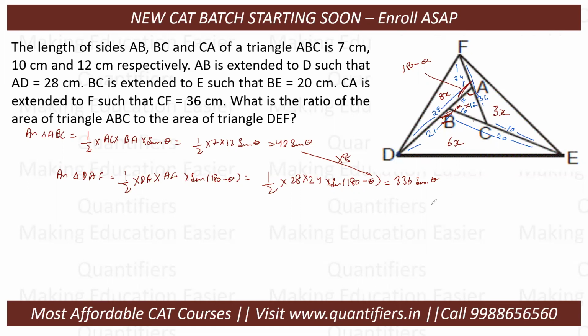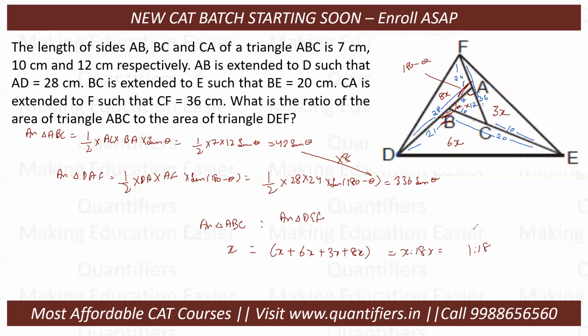Now see how easy my question becomes. Area of triangle ABC to the area of triangle DEF. Area of triangle ABC is x. Area of triangle DEF, the complete inside triangle, is x plus 6x plus 3x plus 8x. 8, 6, 14, 17, into 18x. So the ratio is 1 is to 18.